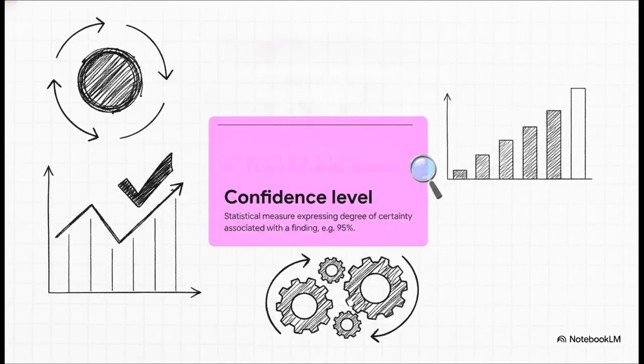Closely related to the interval is the confidence level. This is the statistical measure that expresses the degree of certainty or reliability associated with a research finding. It's typically represented as a percentage, like a 95% confidence level. So the crucial point is, this percentage dictates exactly how much a business can actually trust its data. A 95% confidence level means that if you repeated that exact same survey 100 times, the results would fall within your confidence interval 95 times out of those 100. It is a highly precise measure of statistical reliability.